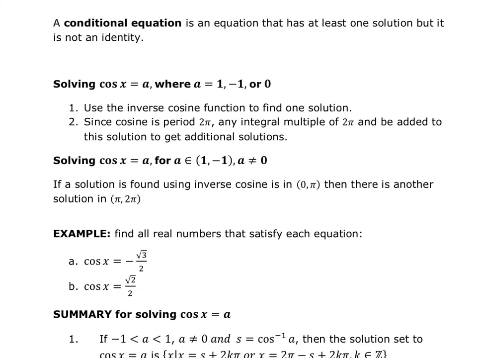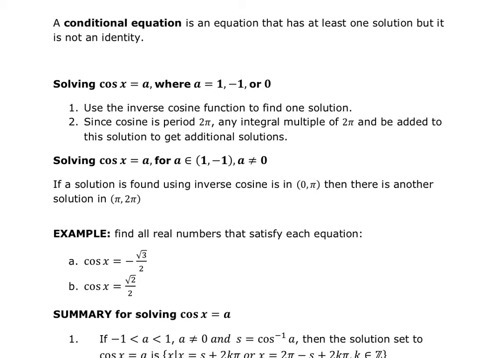So as an example, if I'm trying to find the solutions for cosine of x is equal to negative square root of 3 over 2, I get my unit circle out and I look to see where the x values are equal to negative square root of 3 over 2. So where are my x values on my unit circle? Everyone should have their unit circle out. Where are my x values on the unit circle equal to negative square root of 3 over 2?